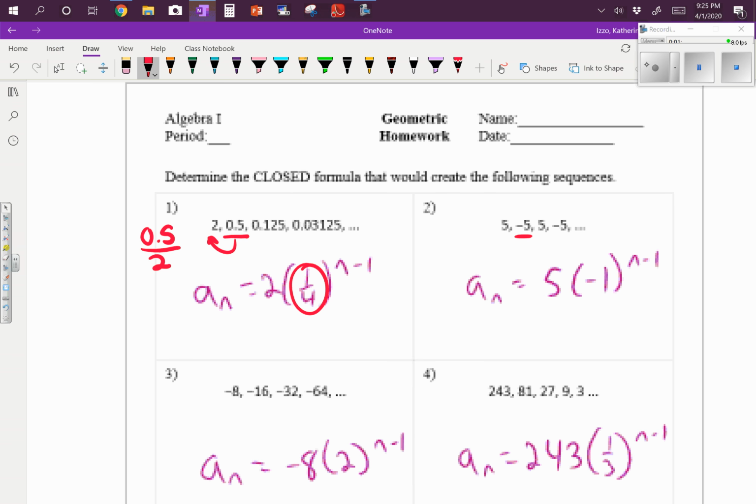For this one, -5 over 5 is 1. For this one, we have -16 over a -8, which gives me 2. And then for this one, it's 81 over 243, and that gets me a third.